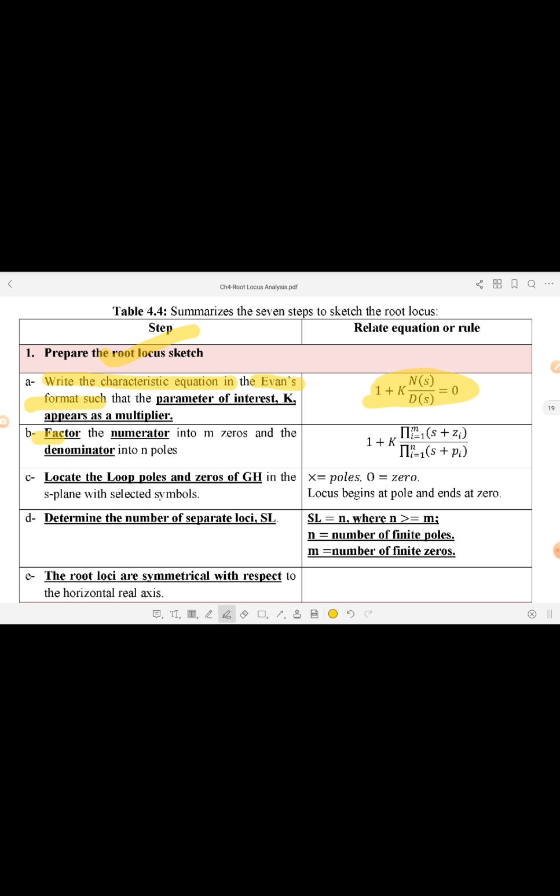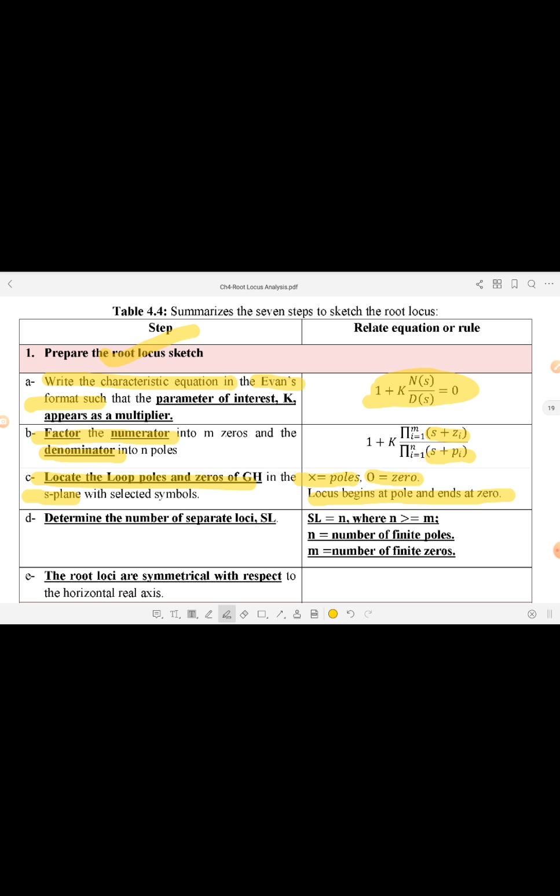And then we should factorize the numerator and denominator polynomials into m zeros and n poles, and after that we should locate the poles and zeros of GH in the S-plane, and we give the symbols of small O's to the zeros and X to the poles, and we know that root locus starts from poles and ends at zeros.